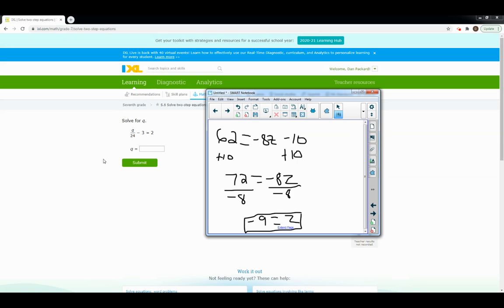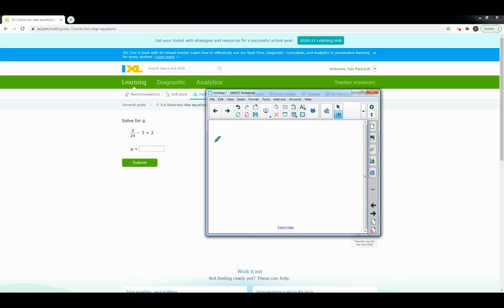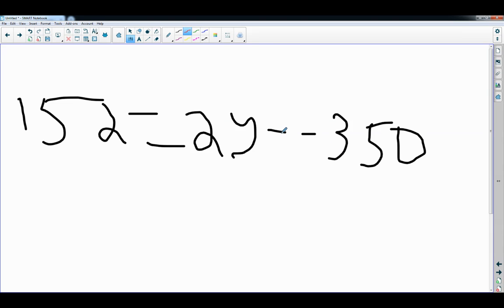big numbers, I don't know if it's going to show it or not, but let's say you get 152 equals 2y minus -350. Now remember that double minus, that's not this one. This is just an example here. Let me blow this up. That double minus sign, remember, turns into a plus. So it's really 152 equals 2y plus 350.